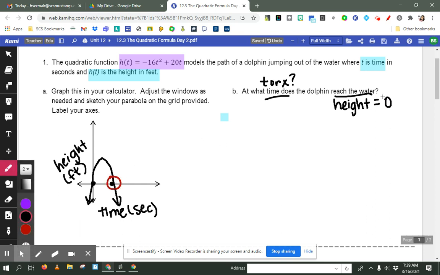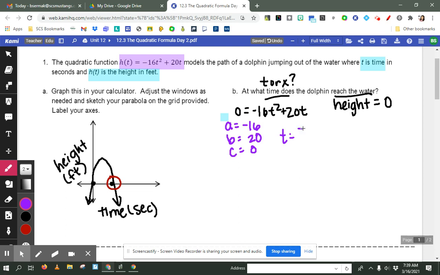So I can set my height equal to 0. We would have 0 is equal to negative 16t squared plus 20t, and I need to solve this for t. In other words, I can factor, or I can use the quadratic formula. In this situation, I'm going to use the quadratic formula because factoring that does not look very easy. So my a value would be negative 16, my b value is 20, and my c value is 0 because I don't have a constant.